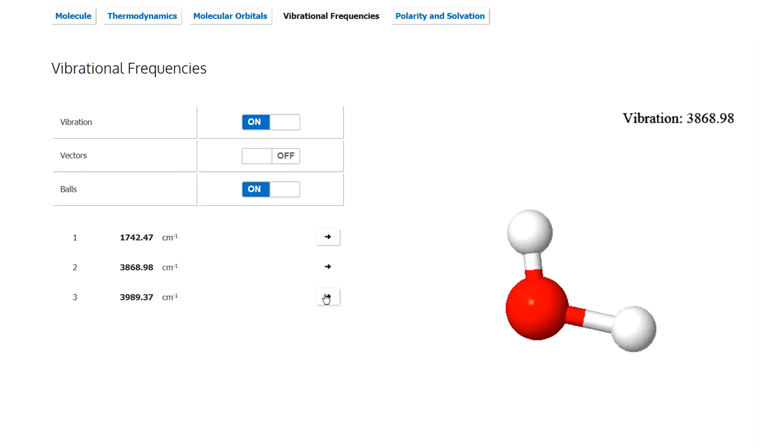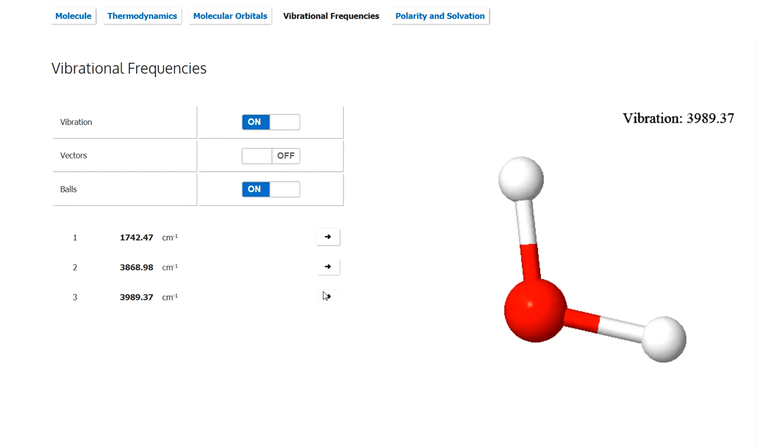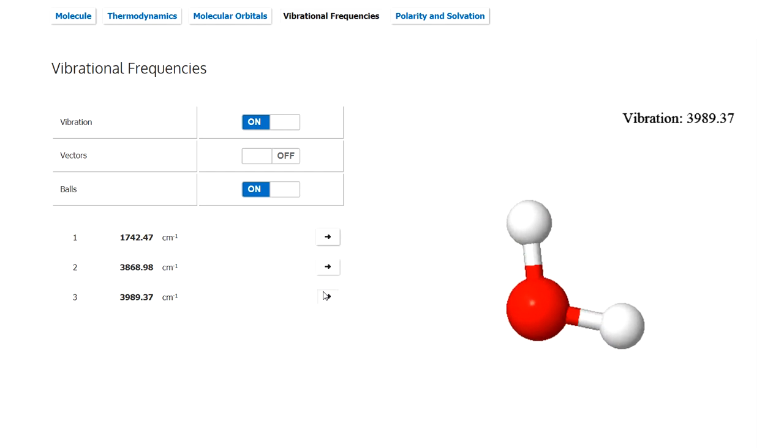And finally, we have the symmetric stretch, again greatly exaggerated, at almost 4,000 wave numbers. And light of that particular wavelength, again, the experimental value will be a little different, 3,989 waves per centimeter, will be absorbed by water. And water is a greenhouse gas.